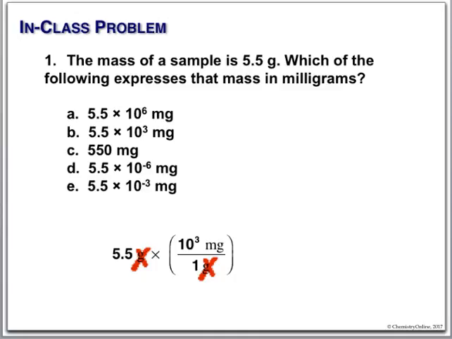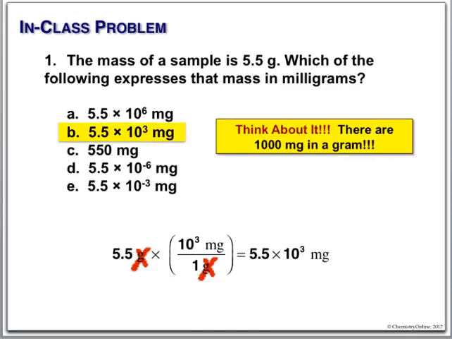Now, how many milligrams in 5.5 grams? Simply multiply this out, and you get 5.5 times 10 to the third milligrams. Think about it here. There are 1,000 milligrams in a gram, right? We have 5.5 grams, therefore there are going to be 5,500 milligrams. Any questions?